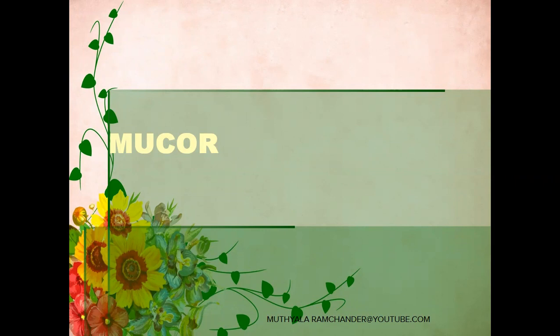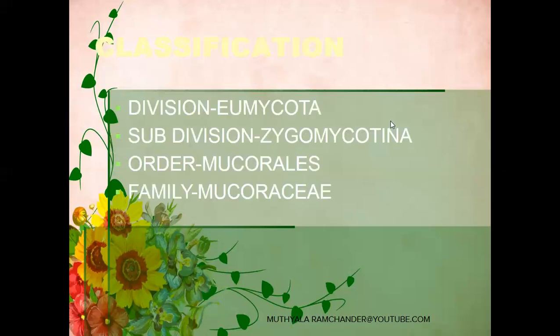Pin molds means that during asexual reproduction, they produce sporangia as pin-like structures on the mycelium. The sporangia are sometimes blue, sometimes green, sometimes black in color. Based on the color of the sporangium, they are called blue fungi, green fungi, or black fungi. Now we discuss the Mucor classification. Here is the classification of Mucor: division Eumycota, subdivision Zygomycotina, order Mucorales, family Mucoraceae.